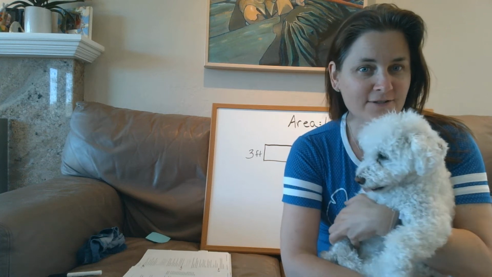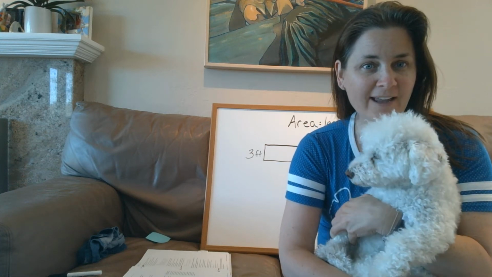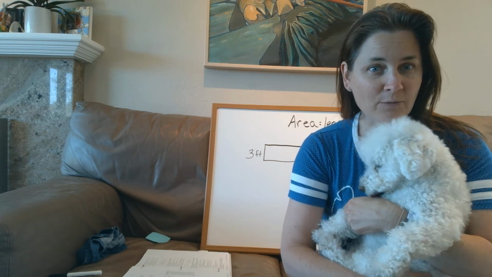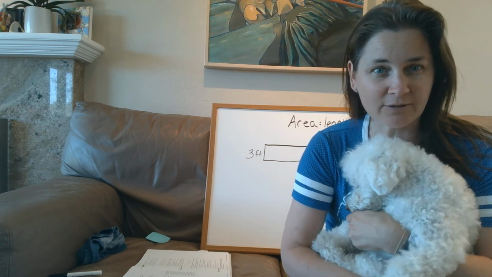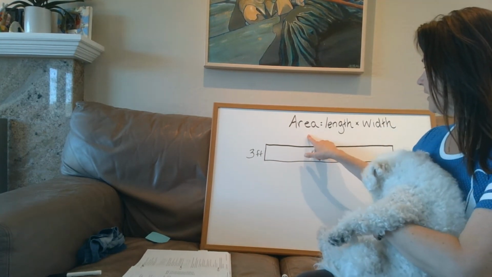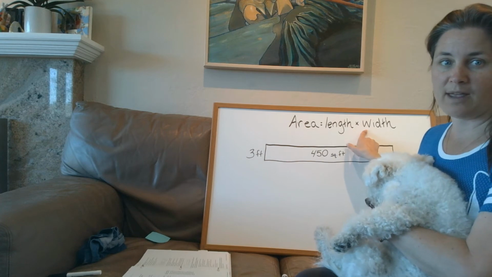Hello, fourth graders. Today we're going to talk about area and how we can use division to solve for one of the dimensions on a rectangle. So here I have our formula. The area is equal to length times width.